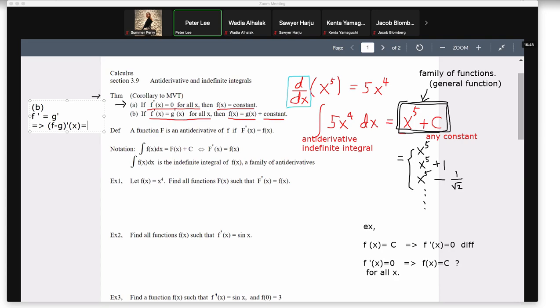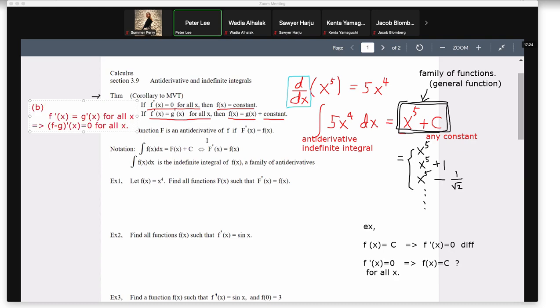Equal to 0 for all x. And equal to 0 for all x. Just like this. You know what? Maybe not like this. Okay, so how about this? Let me write it stating. If f prime of x equals g prime of x for all x. You know what? Like this. Okay, so let me change this to red.